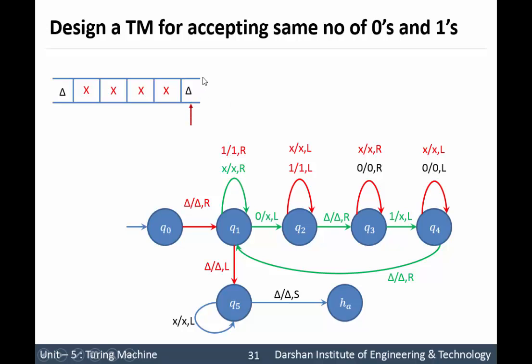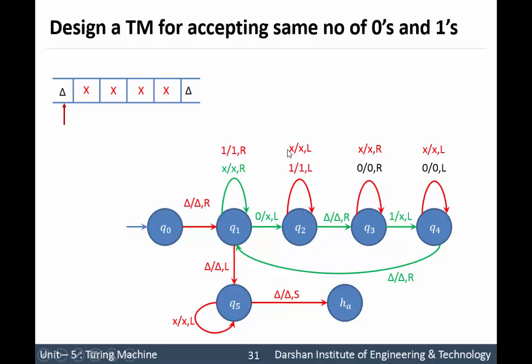Now in right direction, instead of having any small a and b, now we have capital delta. That means we have successfully converted our small a's and b's into the x. So delta will be replaced by delta and move to the left direction. Just bypass all the x into the left direction and string will be accepted in HS state.